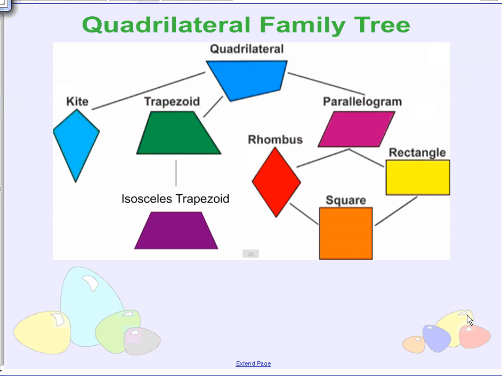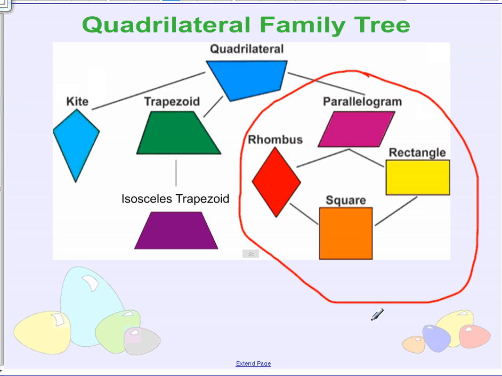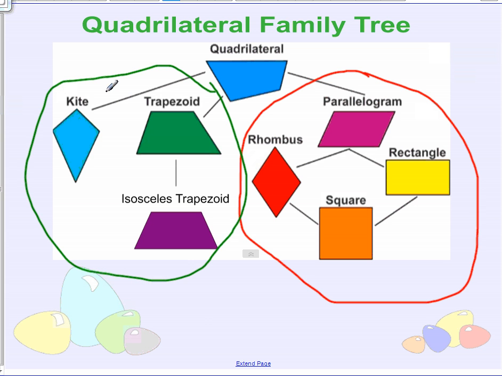Alright, today what we're going to be talking about are trapezoids and kites. Up to this point, we've been working primarily with this part of our quadrilateral family tree. So we've been working with parallelograms, rhombuses, squares, rectangles. But we've been neglecting our other side, our kites and our trapezoids. So this is what we're going to be talking about today.